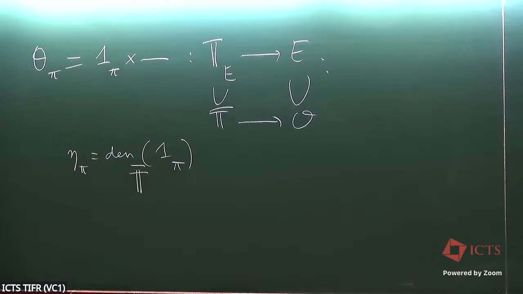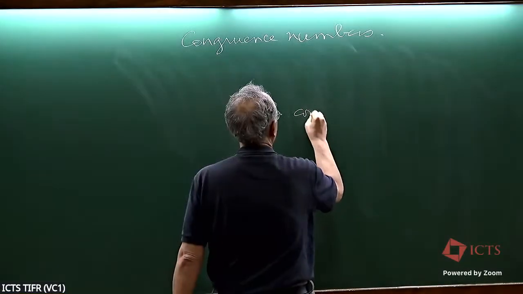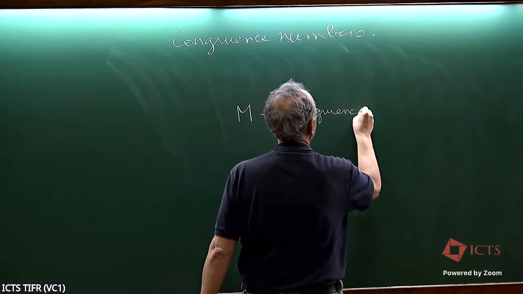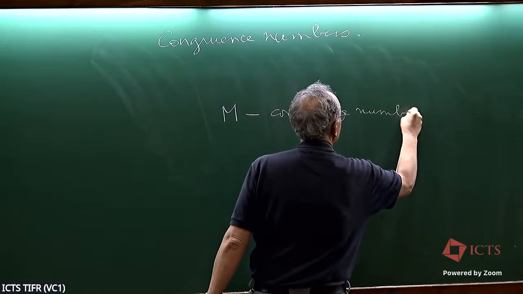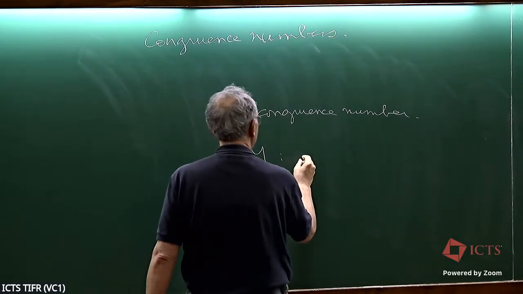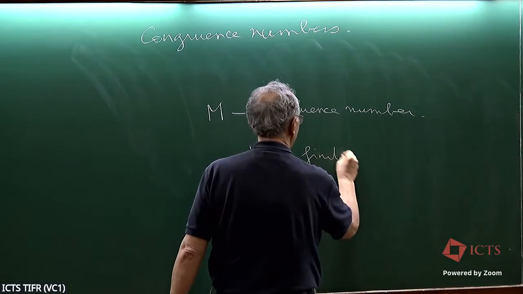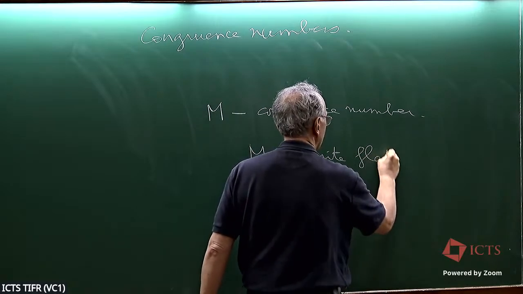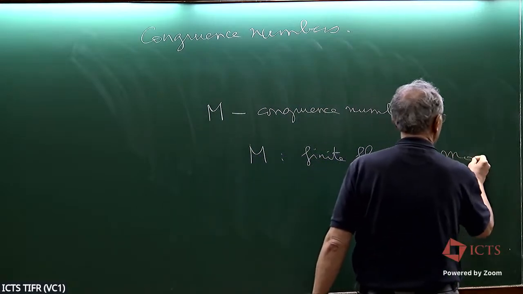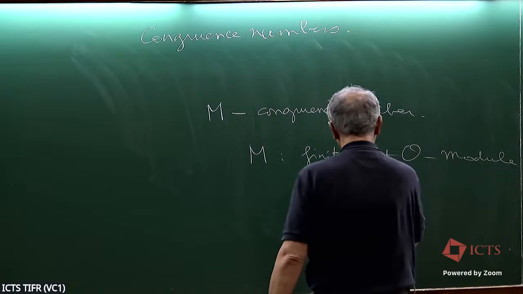And again, there is M congruence number and M congruence module. So you take M to be a finite flat O module with action of T.